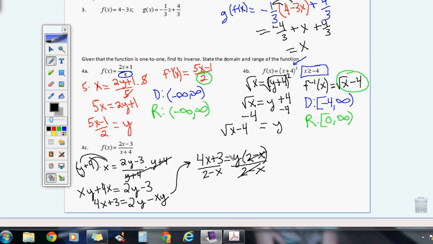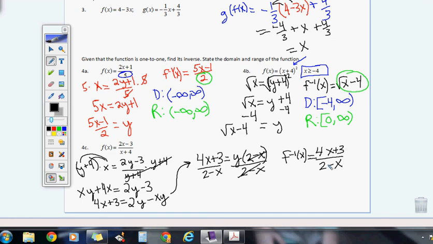Okay? So again, if I'm taking my test here, what are they going to ask for? They're going to ask for the inverse. So I'm going to put it in inverse notation. The inverse function of x is equivalent to 4x plus 3 all over 2 minus x.